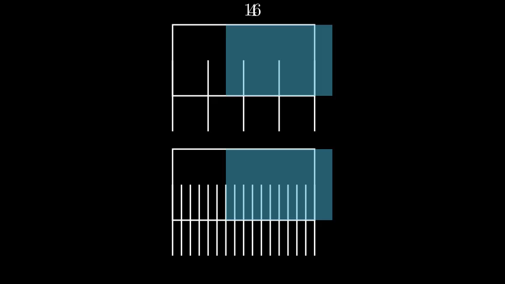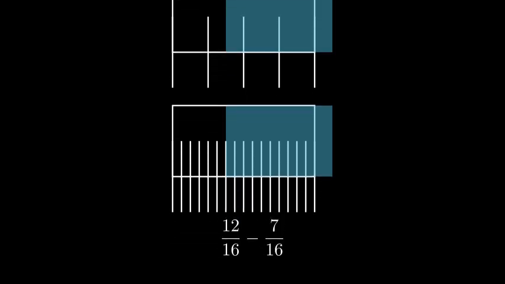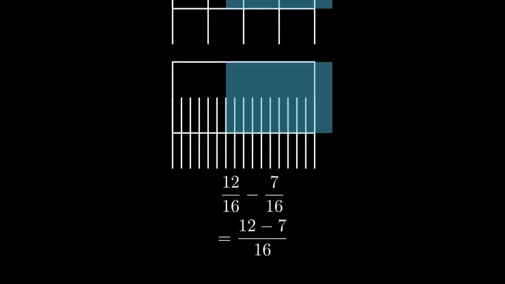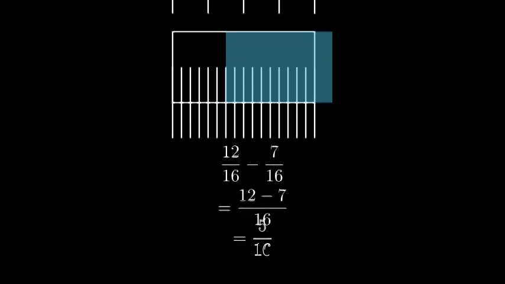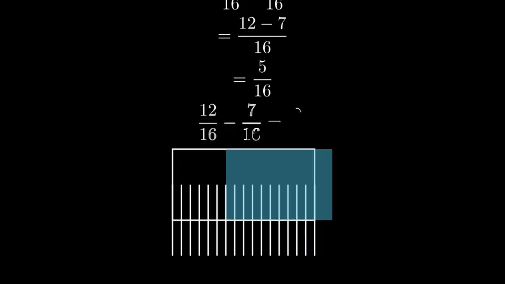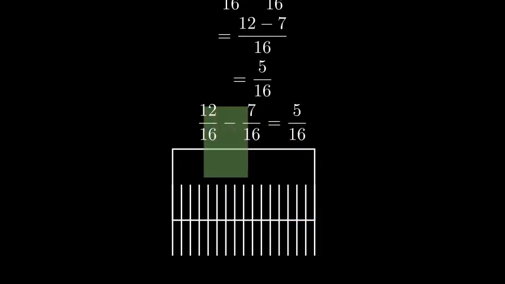Now, we can rewrite our original problem as 12/16 minus 7/16. Since we now have the same denominator, we can subtract the numerators and keep the same denominator. Let's calculate 12 minus 7. That gives us 5/16 as our final answer. Let's verify our answer visually. Here's 12/16, and when we subtract 7/16, we're left with 5/16.